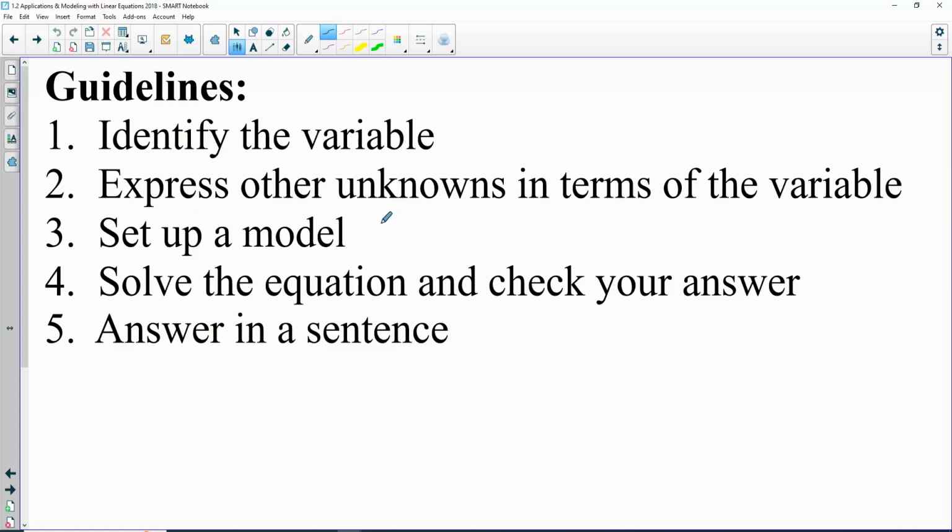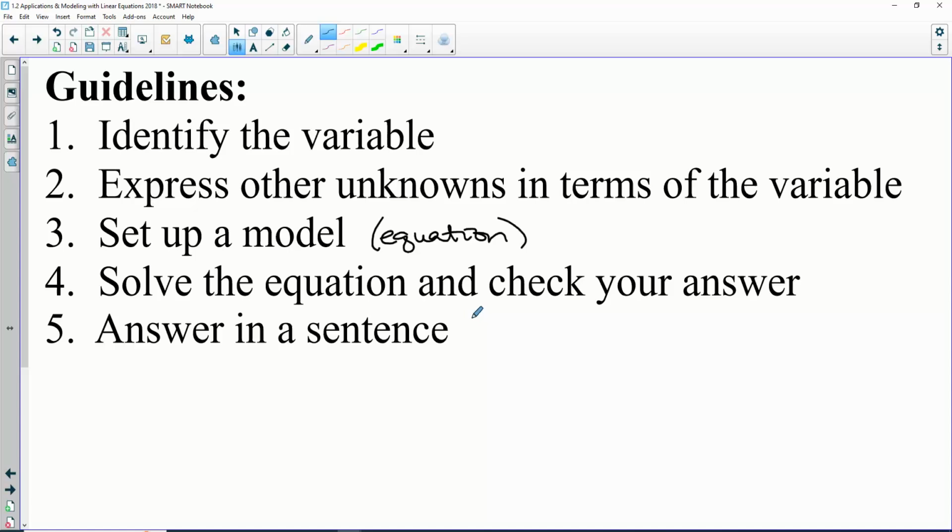Third step is set up a model. That's really just your equation. So we have to figure out what it's asking us and write an equation. And then we can solve that equation. Make sure your answer is reasonable at the end. You know, if I'm asking you how long is the side of a triangle and you get -6, is that a reasonable answer? No, you've made a mistake somewhere. So go back and figure out where you went wrong.